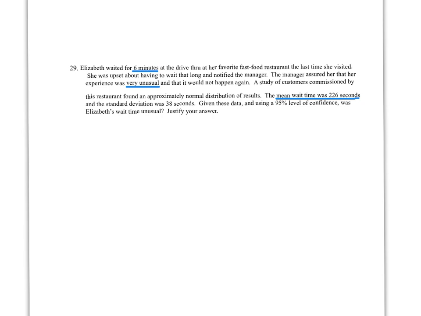Now let's just stop for a second here, because the mean wait time was 226 seconds, but she waited 6 minutes. We have two different time units here. So you're going to have to convert one to the other. Guys, it doesn't matter which one you choose. You can convert minutes to seconds or you can convert seconds to minutes. Who cares? So I'm going with converting 6 minutes to seconds. So I have 6 minutes, and I know there's 60 seconds in every minute. So that would be 360 seconds. That way we're just comparing like units of time.